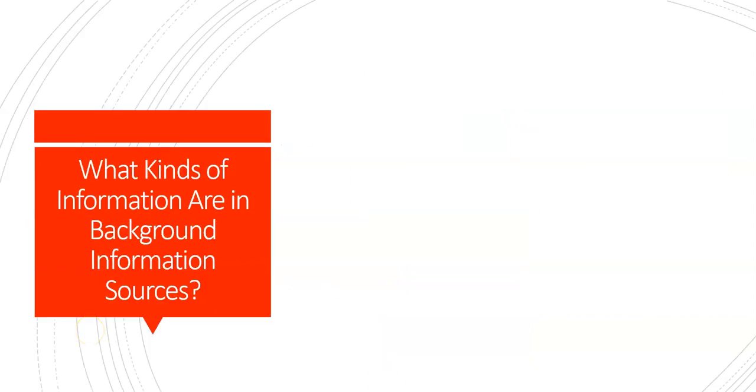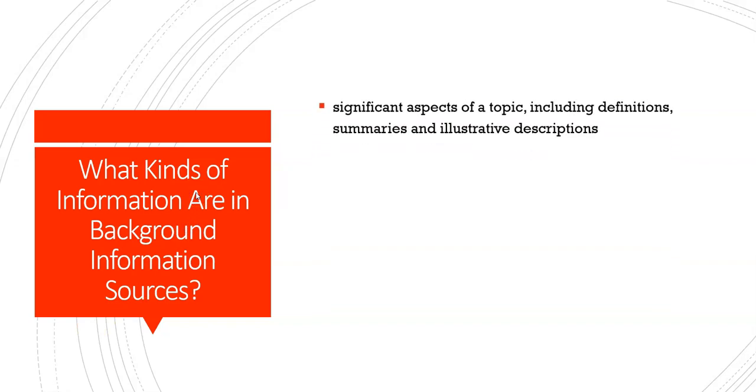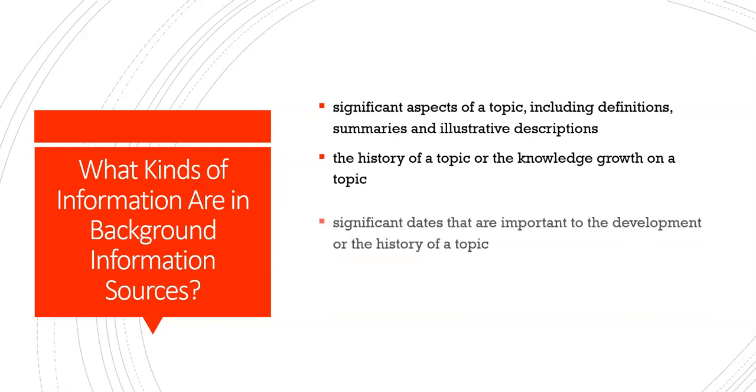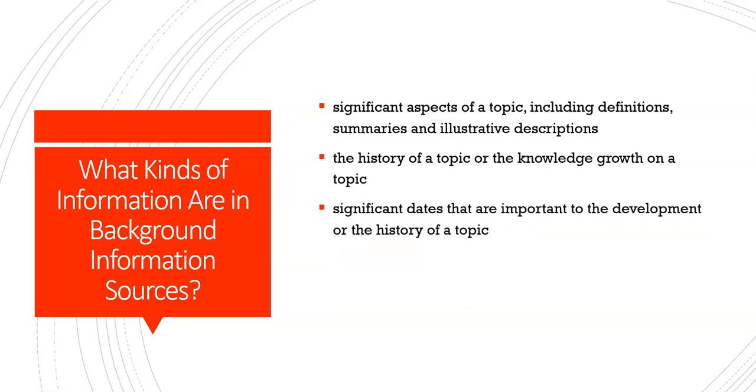Here are some specific examples of the kinds of information you're going to find in background sources. You're going to get significant aspects of the topic, definitions, a summary, descriptions that really illustrate the topic. You're going to get the history of the topic, and then also how what we know about a topic has changed over time. And you're going to get significant dates that are important to understanding how the topic, the body of knowledge of the topic, or the history of the topic developed.